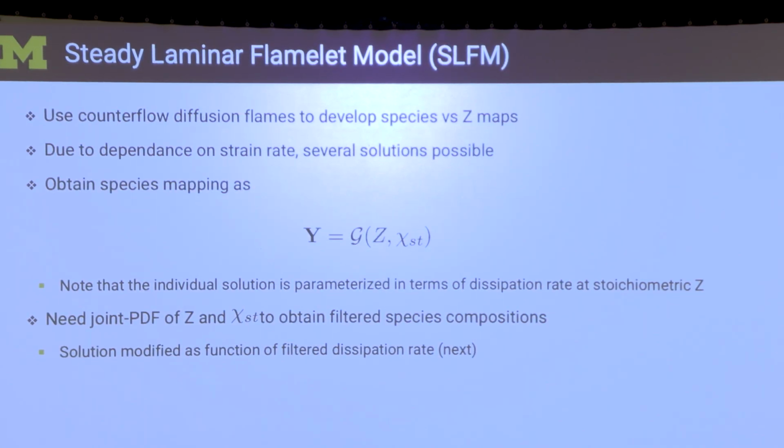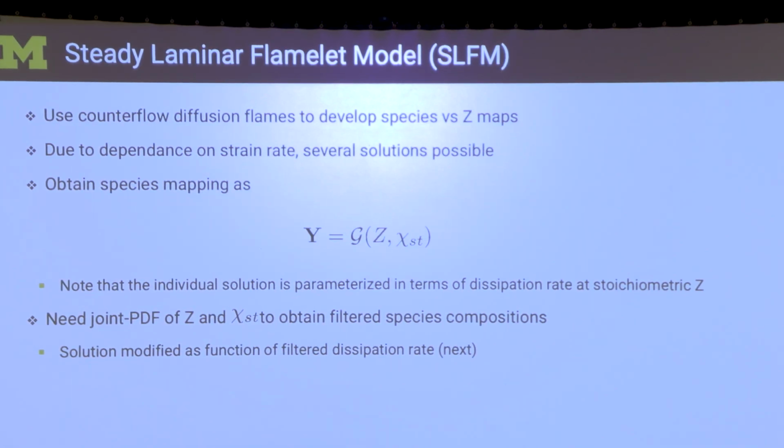Okay, so now what I do is this. I say my Y, the species concentrations, are based on a new model G, which depends on mixture fraction and what I call chi stoichiometric. Not strain rate, but chi, the scalar dissipation rate, evaluated at stoichiometric condition. And I'll tell you why this comes into the picture. So this is easier to characterize from a flamelet table. That's why we have it here.